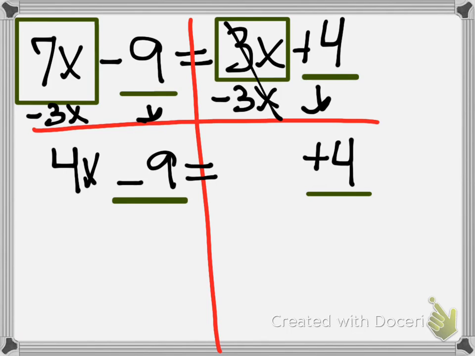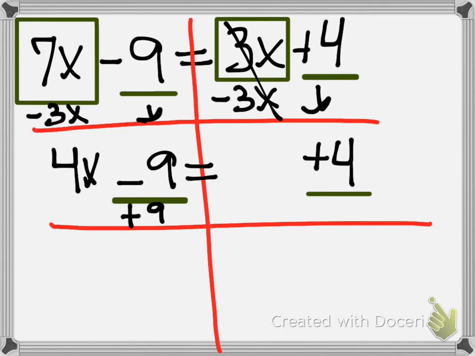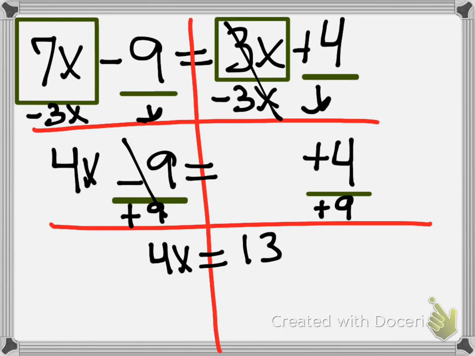Still have those two integers that need to go together. And I cannot move that 4 yet because it's right next to the x, so it's got to be last. So my next step should be to move the 9 away. And the opposite of a minus 9 is a plus 9. Okay? Those will cancel out. 4x equals 4 plus 9 is, in fact, 13.